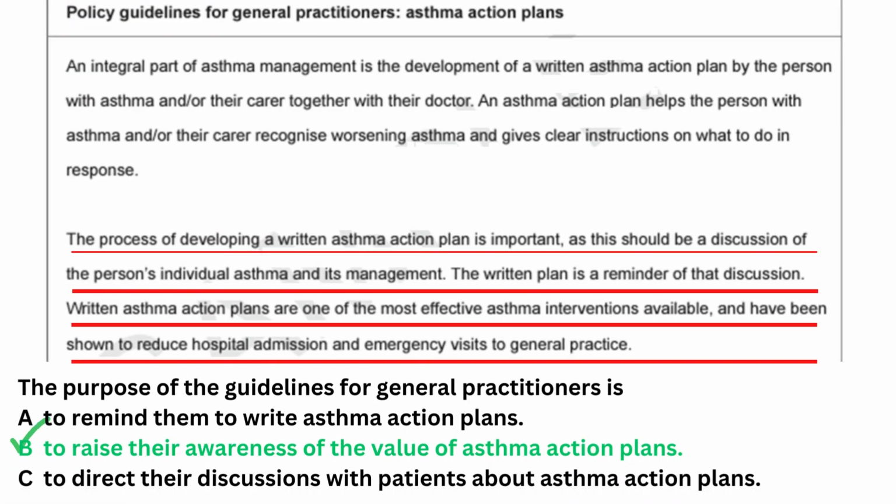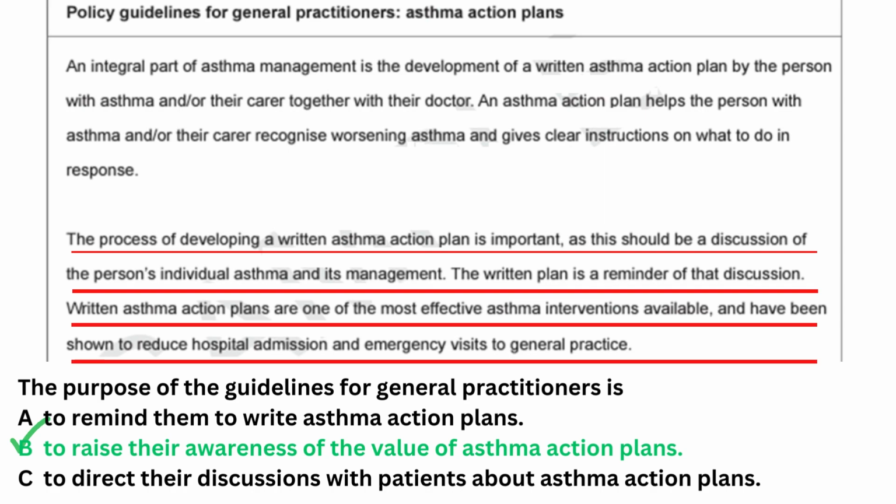You have to read the complete paragraph to understand the purpose. Reading the underlined section will give you a clear understanding about the purpose. Let us read together. An integral part of asthma management is the development of a written asthma action plan by the person with asthma and/or their carer together with their doctor. An asthma action plan helps the person with asthma and/or their carer recognize worsening asthma and gives clear instructions on what to do in response.